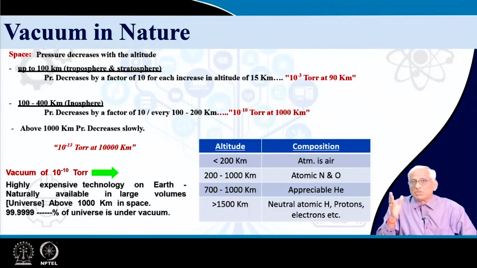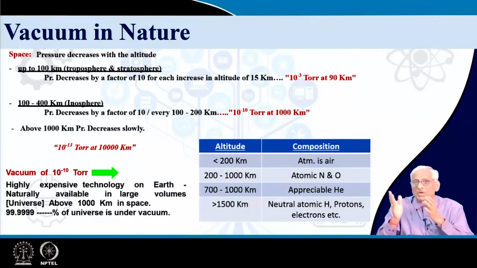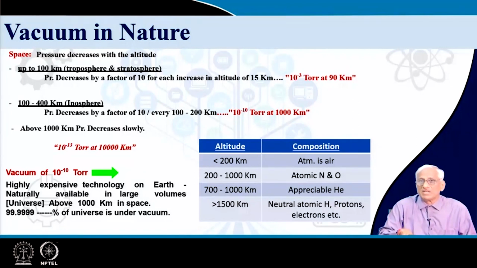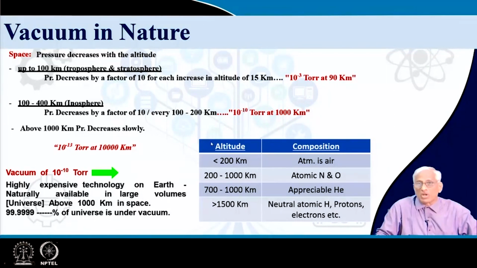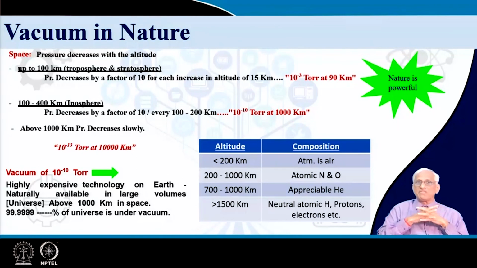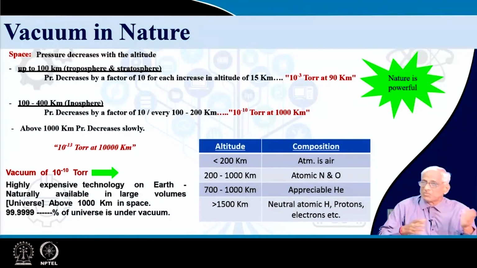When it comes to the chemistry, up to 200 kilometers it is basically the same atmosphere with reduced concentrations, nitrogen and oxygen only. Beyond 200 to 1000 kilometers, it is atomic nitrogen and oxygen. Beyond that, it is helium. At much higher altitudes, you will have neutral atomic hydrogen, protons, etc. So, with these things, you get a feel that nature is very powerful. What we are trying to do on earth, so that we will have a better nuclear sector, better space technology sector, better electronic industries, better pharmaceutical industries, chemical industries, lifting industries, transport industries, we are thinking to produce vacuum technology. It is naturally available in billion times this much volume by nature.